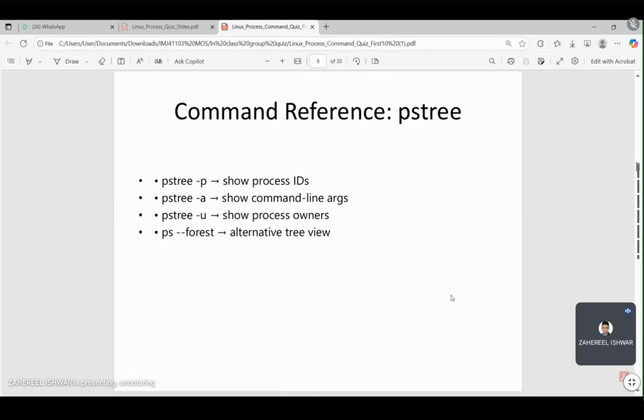Yeah, you can still do it already. ps -p shows the process ID. These are some small notes from the manual. It shows the command line arguments. ps -A -u, which is user, shows the process owner. I think you guys know it already.